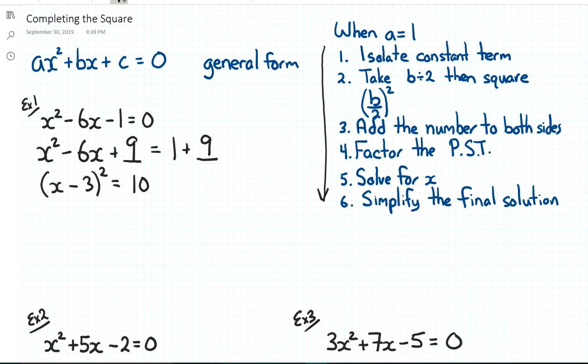And then we would use the square root principle to square root both sides of the equation, making this plus or minus, and then isolating the 3, and giving us x equals 3 plus or minus the root of 10.